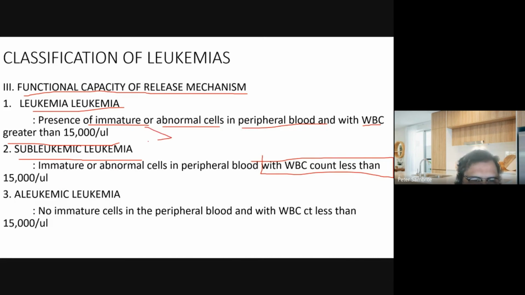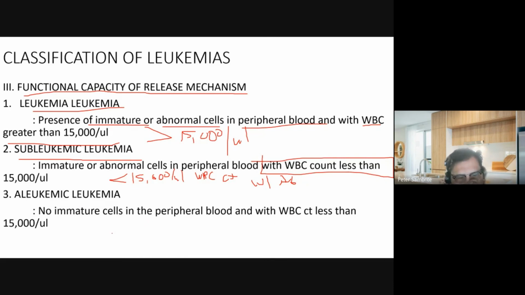When leukemic, class, the WBC count is greater than 15,000 per UL, with immature and abnormal cells. When subleukemic, the WBC count is less than 15,000 per UL with abnormal cells. While your aleukemic leukemia has no immature cells in the peripheral blood, and with WBC count less than 50,000. So you only have mature cells here. No immature, no blasts. No blasts in the peripheral blood.